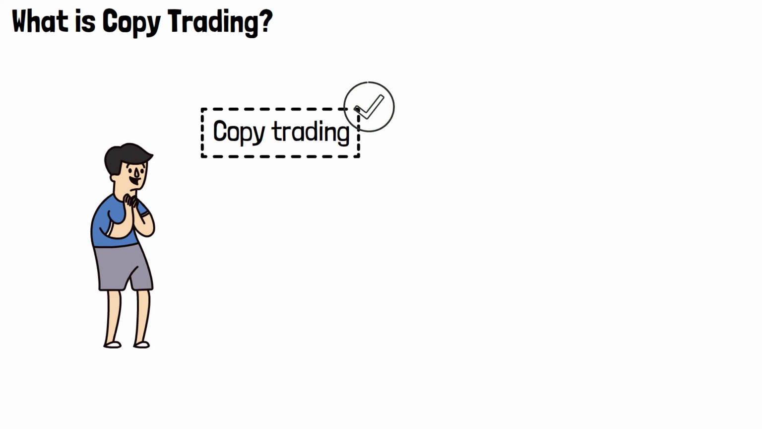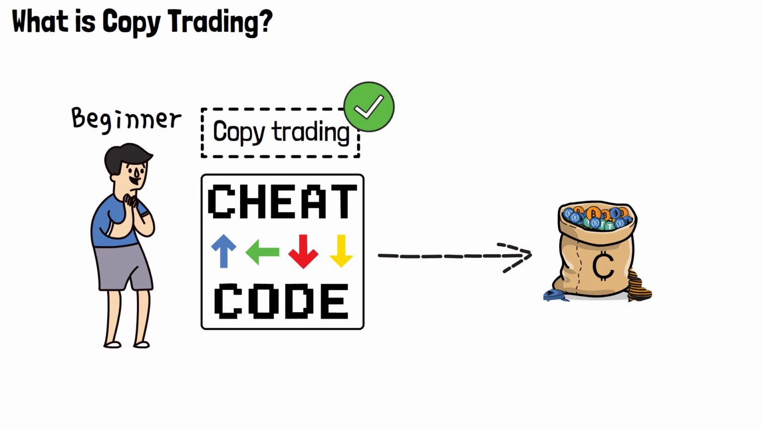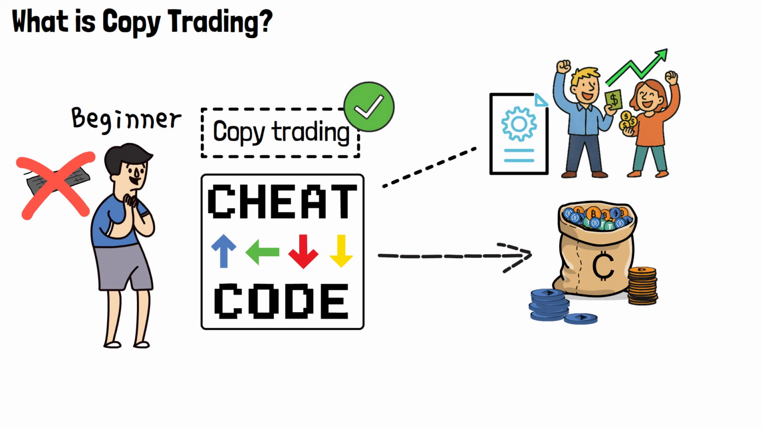Alright, so you're intrigued by this whole copy trading thing, right? First, let's break down what it actually means. Simply put, copy trading for beginners is like having the cheat codes to the crypto market, but instead of typing them in, you're automatically mimicking the trades of other, more experienced traders.